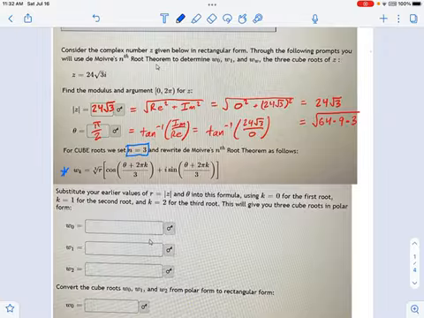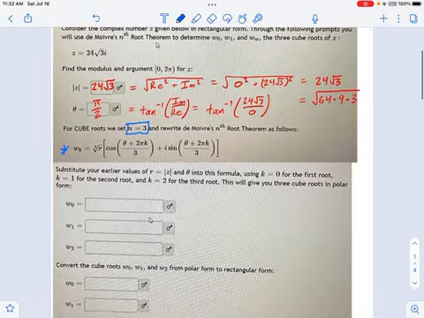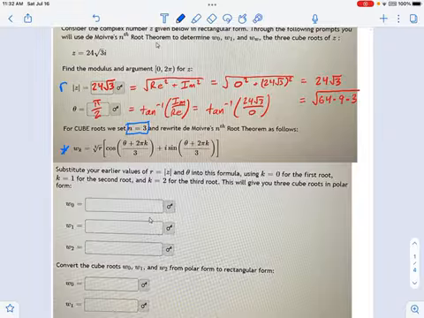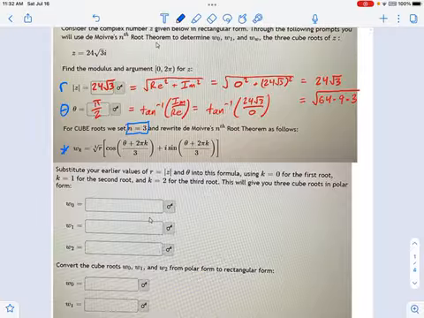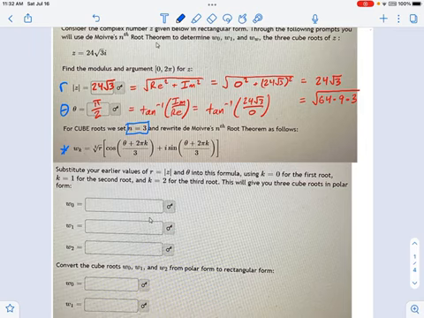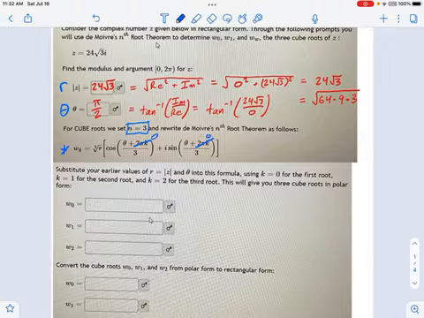This is our cube root formula, and substitute in the r value, the theta value, and k equals 0, 1, or 2, depending on whether I want the first, second, or third root. So let's do the first one with k equals 0. Okay, if I set k equal to 0, right, that 2 pi k is now 0. Look what I get. I get the cube root of r.